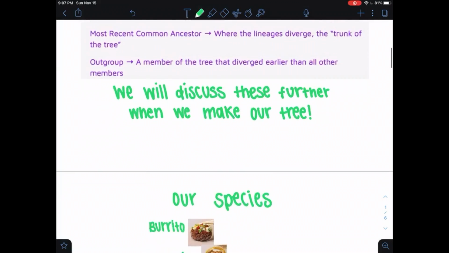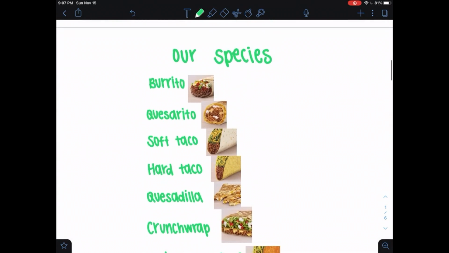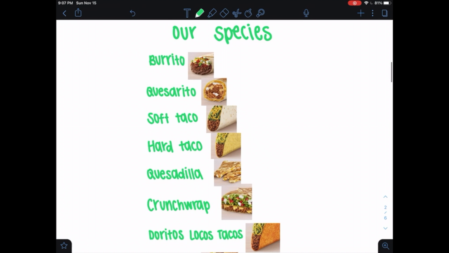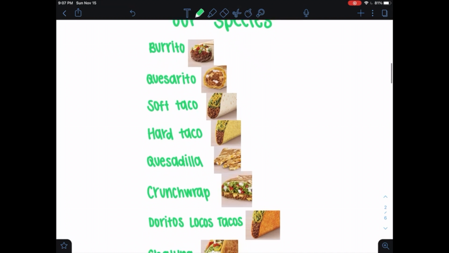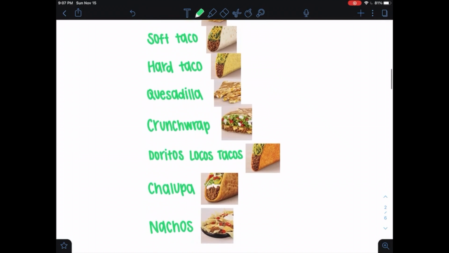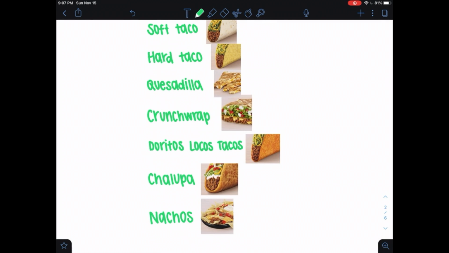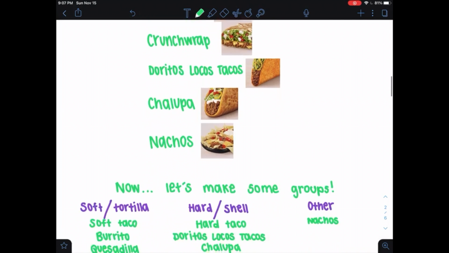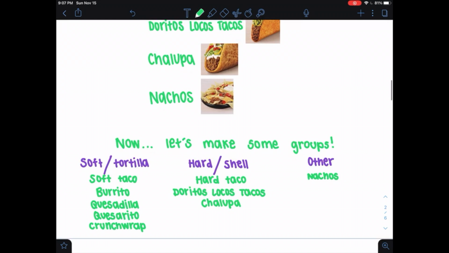So now, we will begin to introduce the organisms that will make up our phylogenetic tree. We have a burrito, quesarito, soft taco, hard taco, quesadilla, crunchwrap, Doritos Locos Tacos, chalupa, and nachos as the different organisms present in our phylogenetic tree. So now we are going to begin the process of developing our tree by making groups. I've decided to group them by their exterior, making them either our soft/tortilla group, hard/shell group, or our other group, which will be our outgroup in this case.